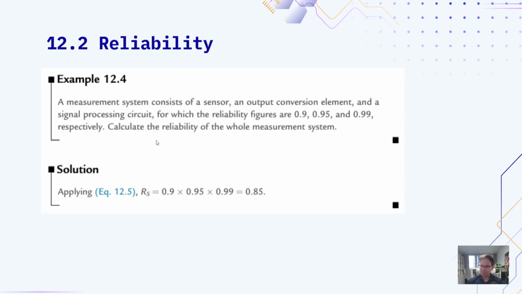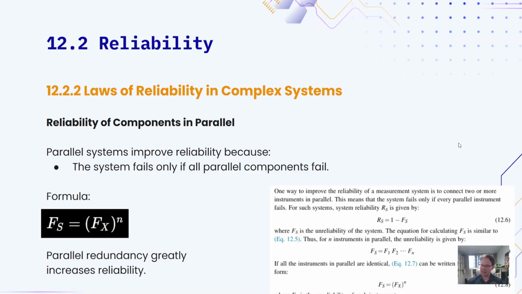Anyway, if a measurement system consists of a sensor, an output conversion element, and a signal processing circuit, for which the reliability figures are 0.9, 0.95, and 0.99, calculate the reliability of the whole measurement system. You just multiply all of those together because they're in series. It's a series, right? Multiply together. The reliability of the whole system is 0.85, because you never know when any of those are going to break.